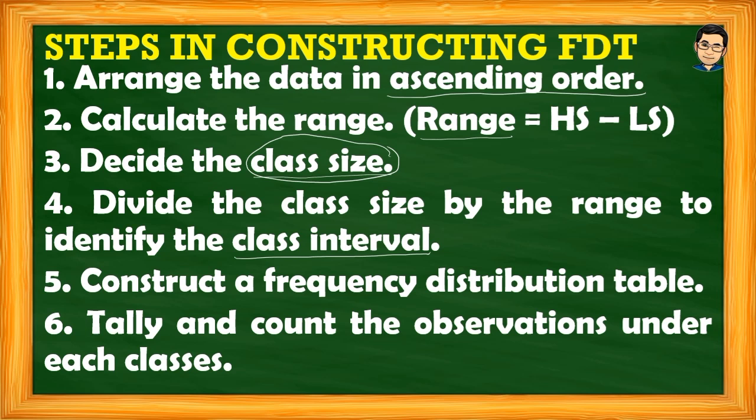Okay, so like for example, kung yung nakuha nating class interval ay, halimbawa, 5, and then yung lowest score natin is 16. Okay, so kung ang class interval natin ay 5, ang lowest score natin 16, yung unang class natin, lowest class natin is 16 to 20. So why is it 16 to 20? So kasi magbibilang po tayo ng 5 kasi yung class interval natin is 5. That is 16, 17, 18, 19, 20.